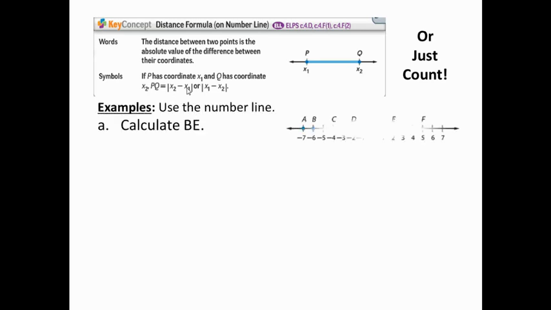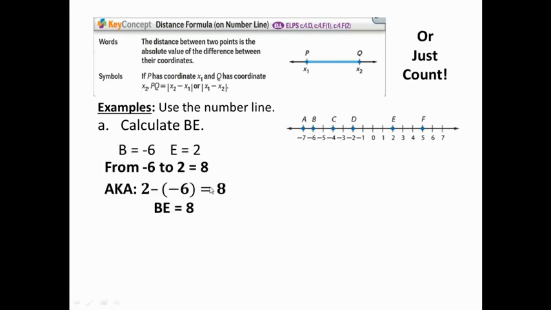So look, I'll calculate BE. So here's B at -6 and here's E at 2. The book way is doing what's 2 minus -6, okay? So 2 minus -6 is going to be 2 plus 6, because when you minus a negative, it makes a plus, and that'll equal 8, which is what I wrote down right here. Or, if you get confused with negative numbers, just count. 1, 2, 3, 4, 5, 6, 7, 8. So that's all that we really did.